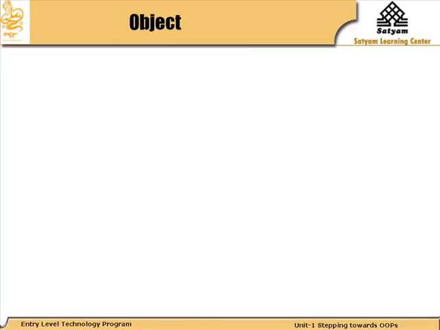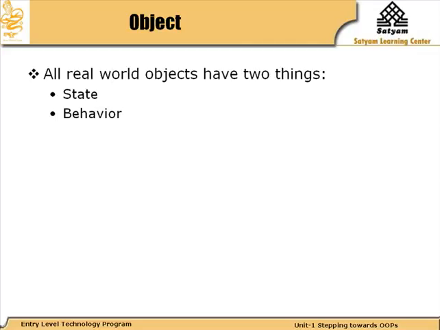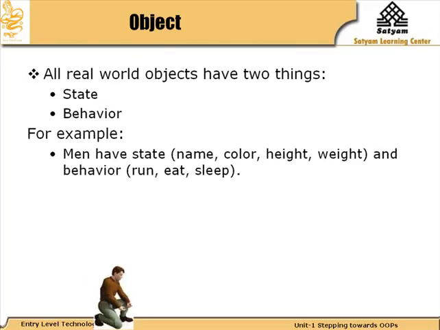Object. As discussed, all objects are real-world entities, and they have two things in common: state and behavior. For example, all men have state. Name, color, height, weight determine the state of a given person, and behaviors such as run, eat, sleep, and so on.